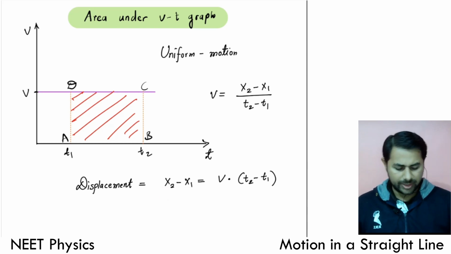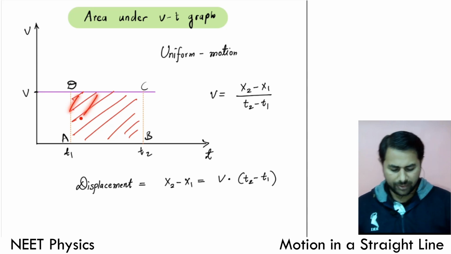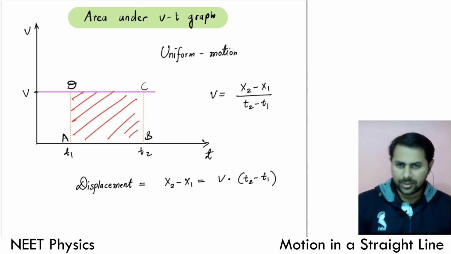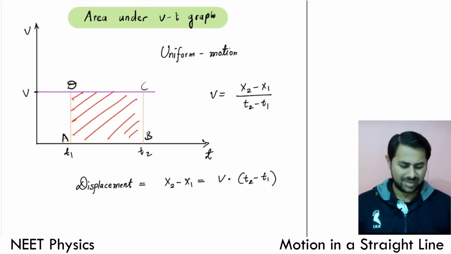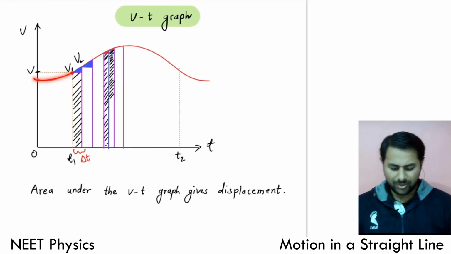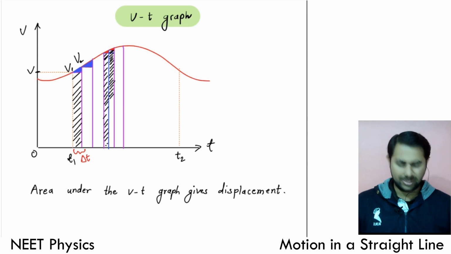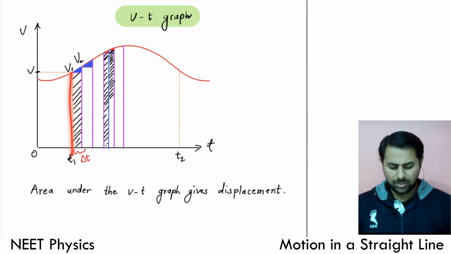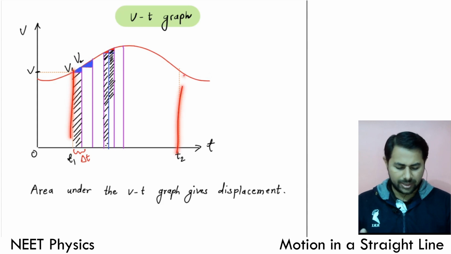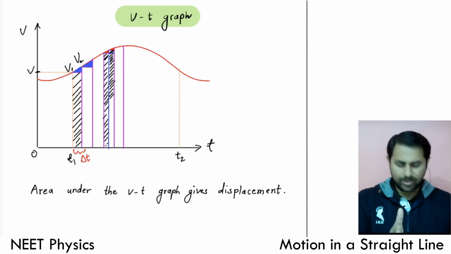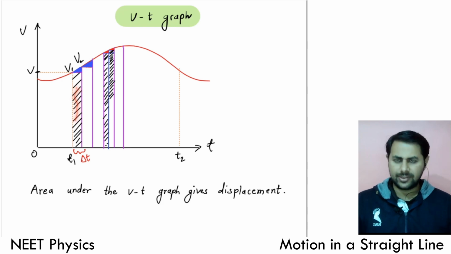So what is displacement? It is just the area under the velocity versus time graph, and if the graph is a simple one like this, then finding the area is very simple. It's just this side multiplied by this side, right? But if you have a complicated graph like this one, then you break this total interval into n number of small segments. Then you find the area of one such segment.